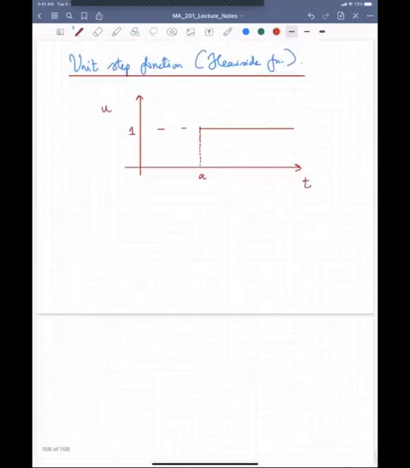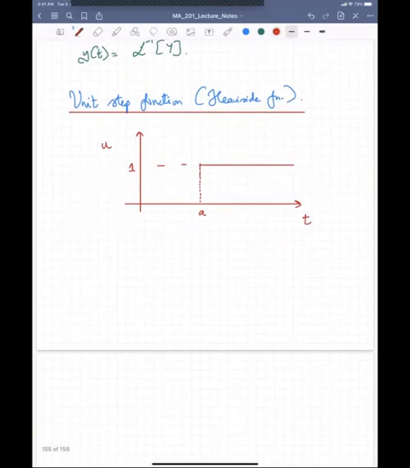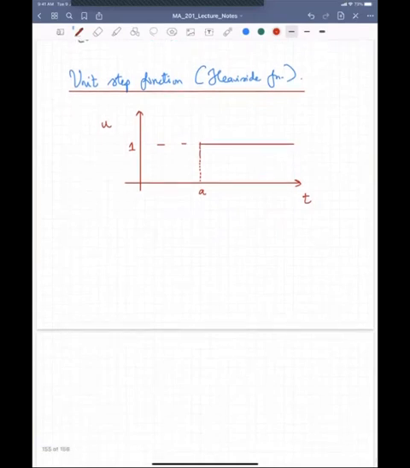which means that this is a convenient way to model systems in which I turn on something at some finite interval of time a. So this is called the step function because at t equal to a, there is a step, there is a unit step. And the definition of this function is as follows.